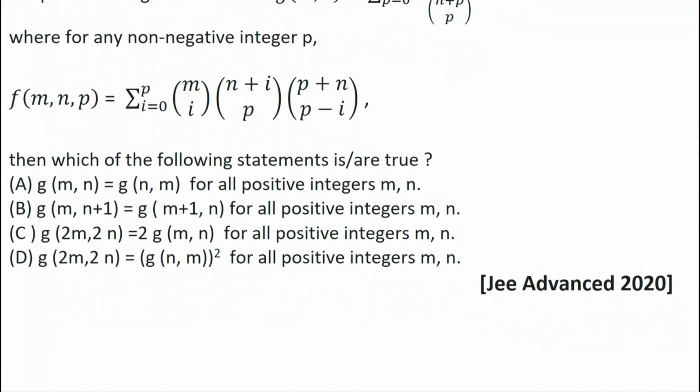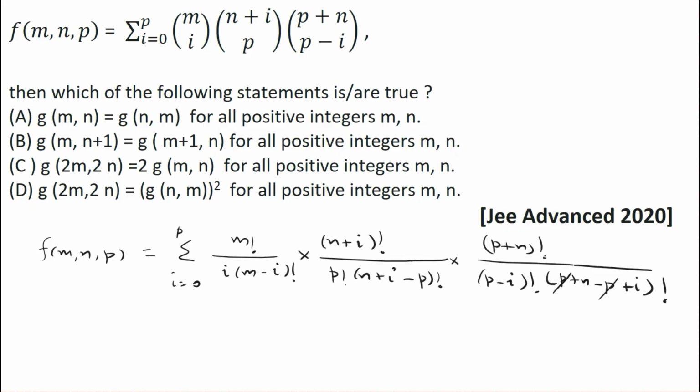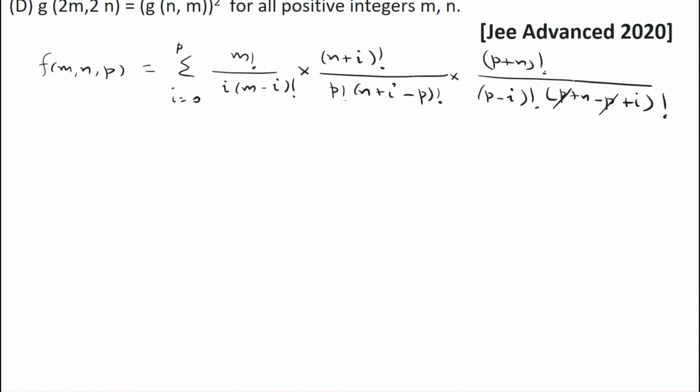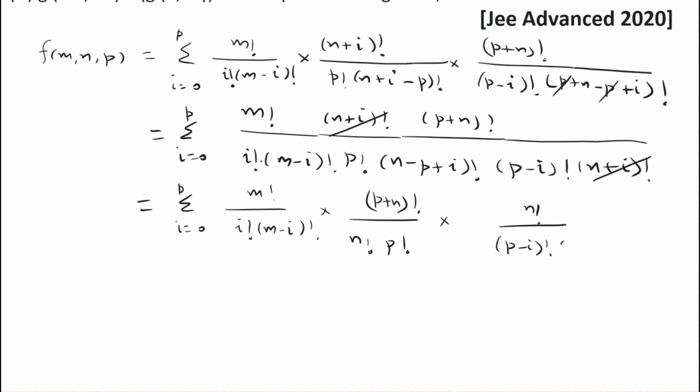So let us first start by exploring the function f of m, n, p. So f of m, n, p can be written like m factorial by i factorial, m minus i factorial, and so on. And then we find the terms which can cancel out in the numerator and denominator, and we find that n plus i is going to cancel out in the numerator and the denominator, and the rest of the expression can be written like this.